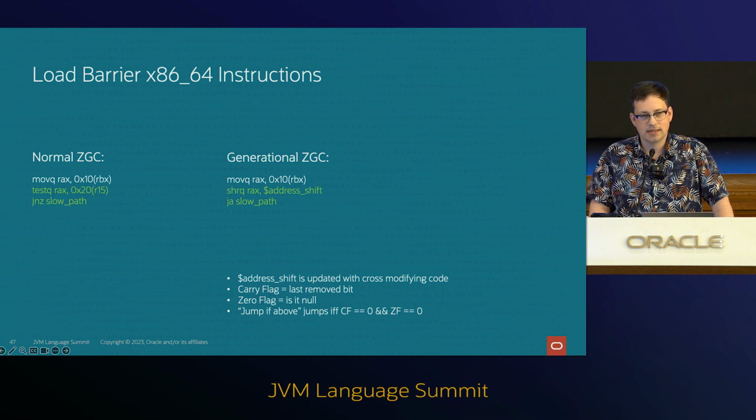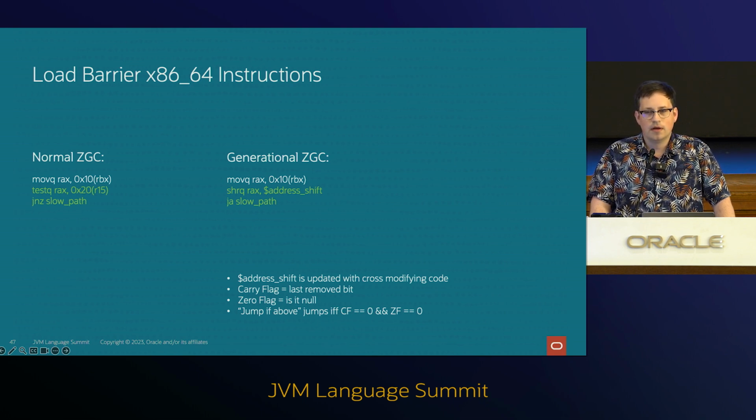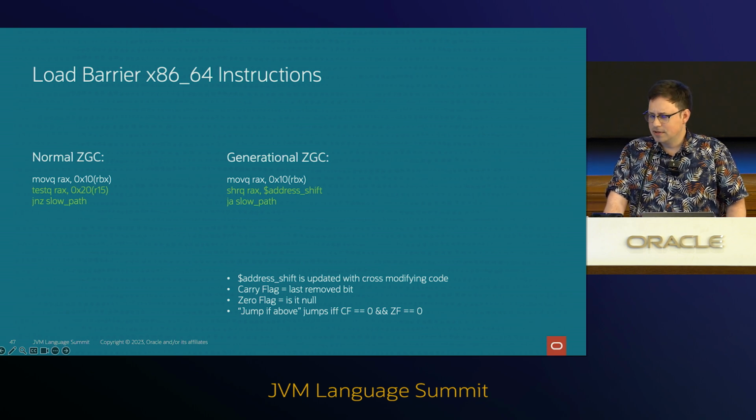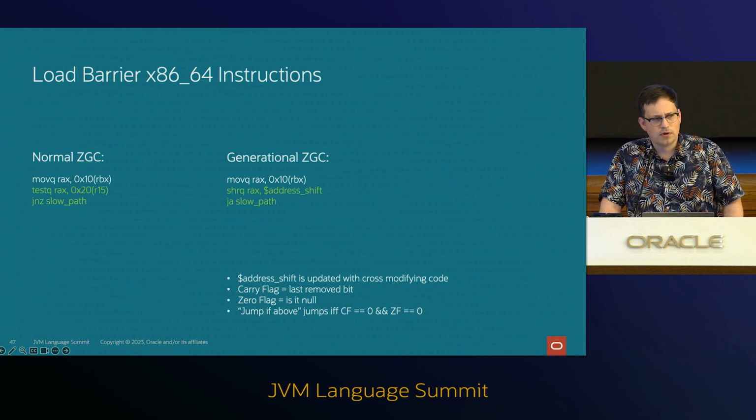So on the right-hand side, we see the load barrier for generational ZGC. It's a shift right instruction, and the immediate value there says how many bits we should shift right, and we pick a value that corresponds to the index of the bit that we expect to be set to 1, so the good bit. The result after this shift should be an address. And then you see this jump if above instruction. You're wondering, well, what do you mean above?